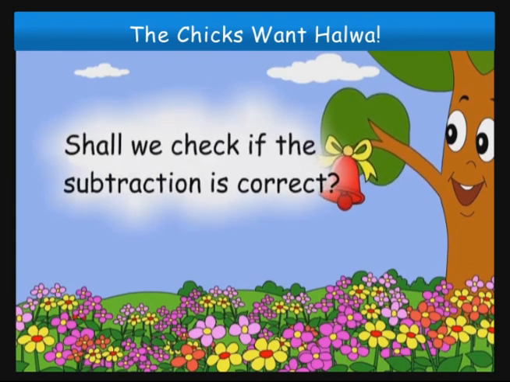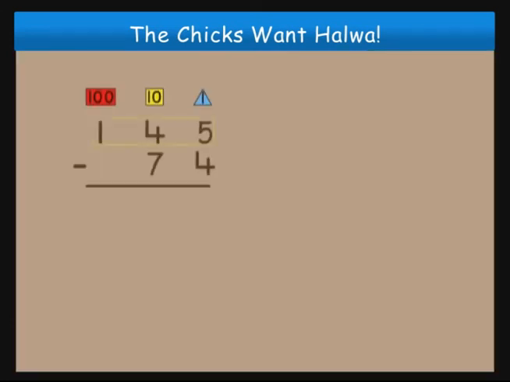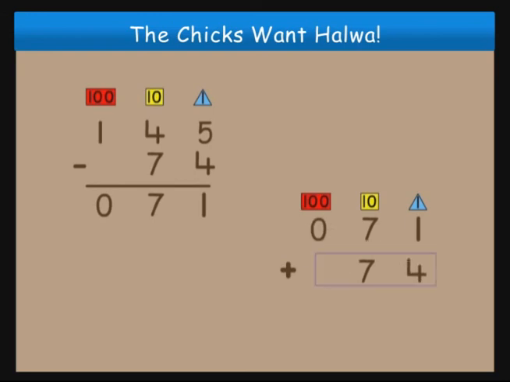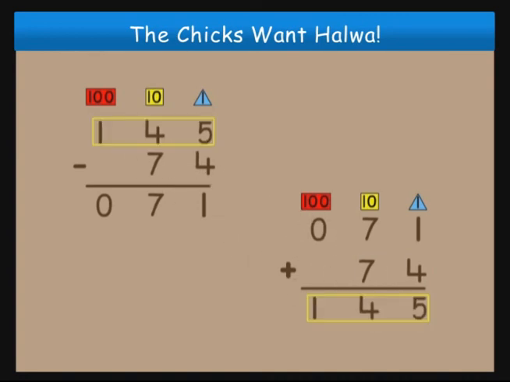Shall we check if the subtraction is correct? 145 minus 74 is equal to 71. 71 plus 74 is equal to 145.